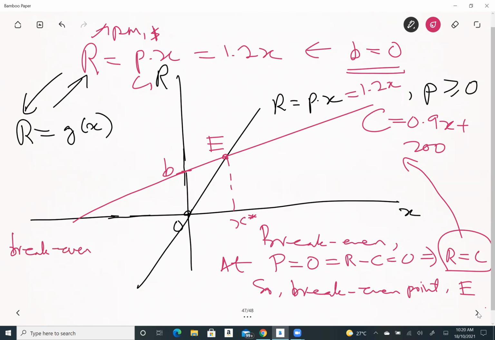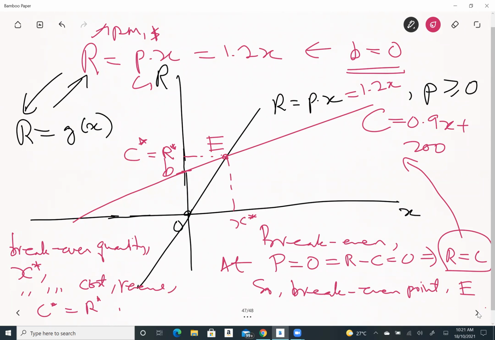Break-even quantity, we call it X star. And then that will correspond to the break-even revenue, call it R star, and that must be equal to the break-even cost, C star. So break-even quantity X star, and then I have the break-even cost and revenue. C star equal to R star. So that is our break-even point: X star, C star, which is equal to R star.